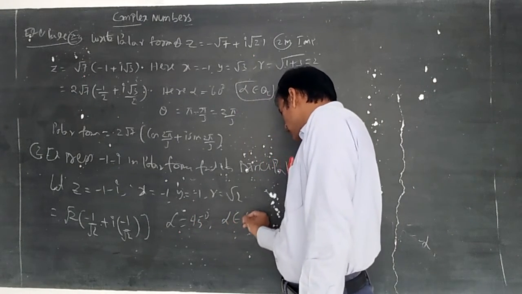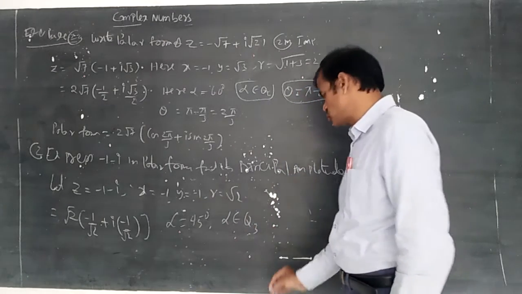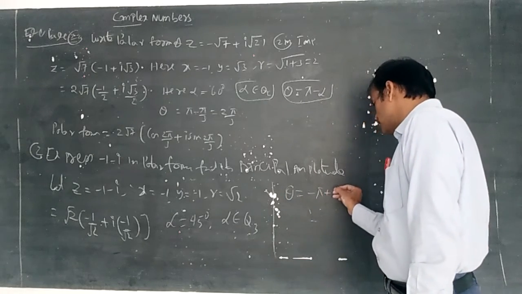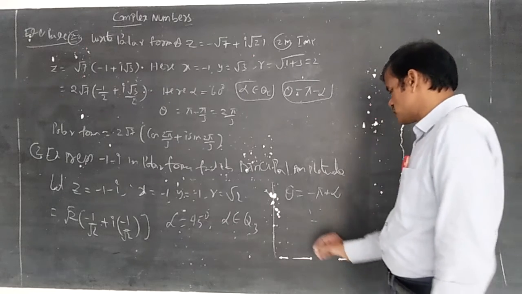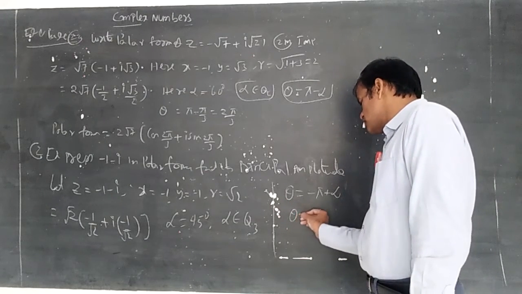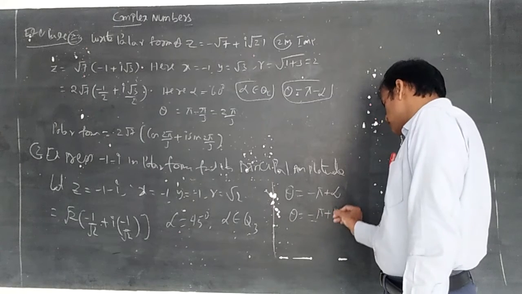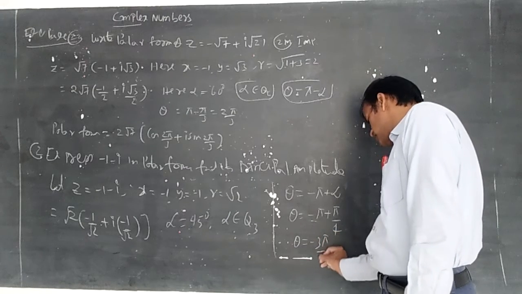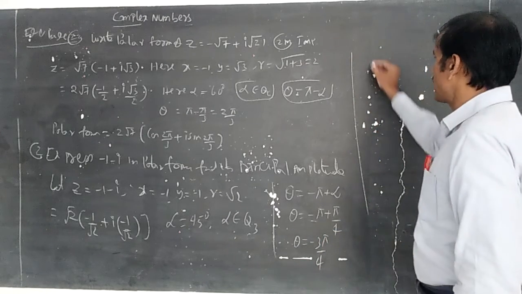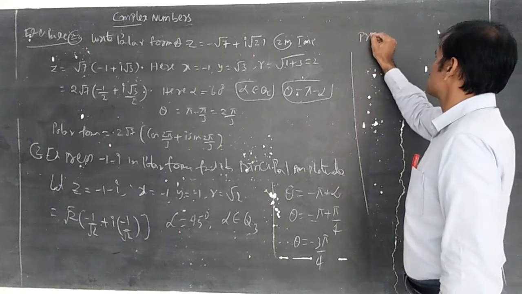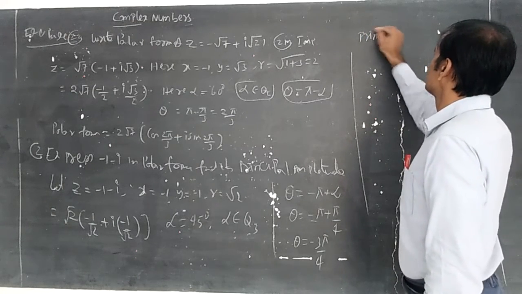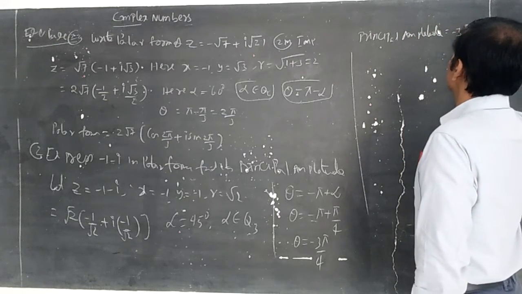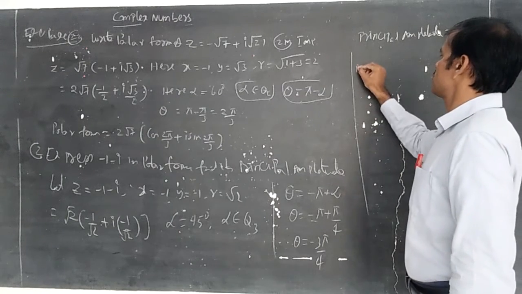And that alpha belongs to the position I am discussing with you, Q3. Whenever it is in Q3, the formula is theta is equal to minus pi plus alpha. So theta is equal to minus pi plus pi by 4. Now you can write that theta is equal to minus 3 pi by 4. This is the principal amplitude: theta is equal to minus 3 pi by 4.